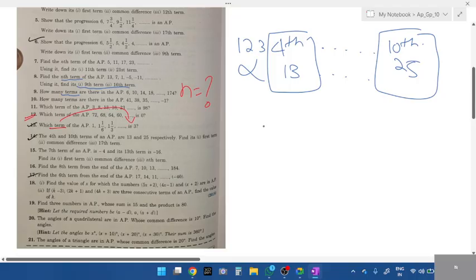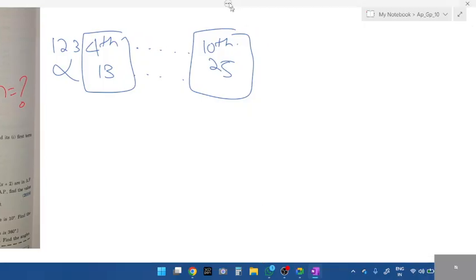Find what you have to find. Common difference and 17th term. Look at the screen, all three of you. Concentrate here. We have to find the first term, common difference, and 17th term, students. Whenever we need to find a term, there's only one formula, the T of n formula.